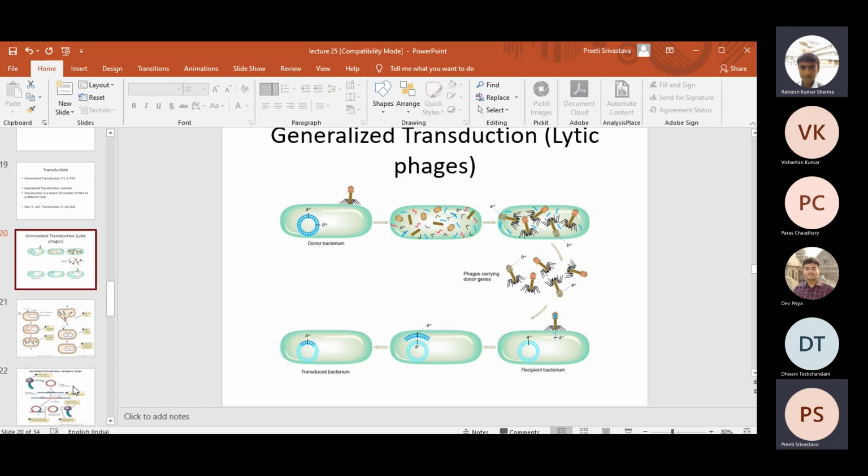Yes, ma'am. But ma'am, can you talk about how it is ensured that in the virus head only bacterial DNA is packaged? It is not ensured. It is not possible. That is why two types of virus particles are created. You will have some with bacterial DNA and some with phage DNA.